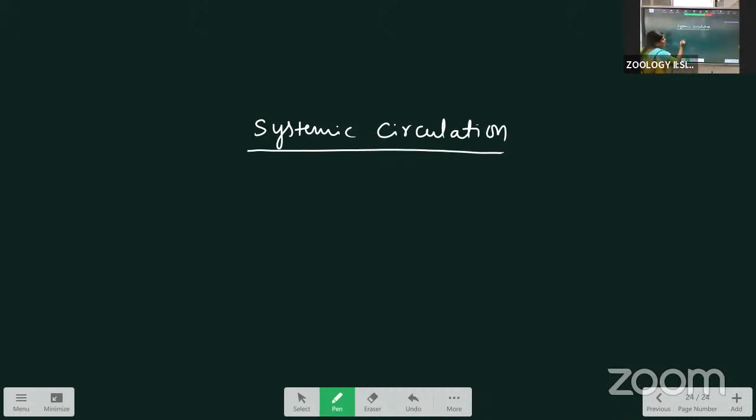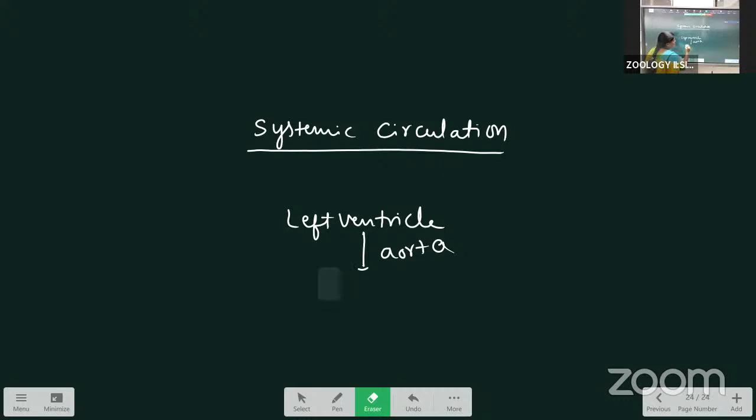The oxygenated blood is present in the left ventricle. From the left ventricle, the oxygenated blood goes through the aorta, also called the systemic arch, to all parts of the body, or various parts of the body.